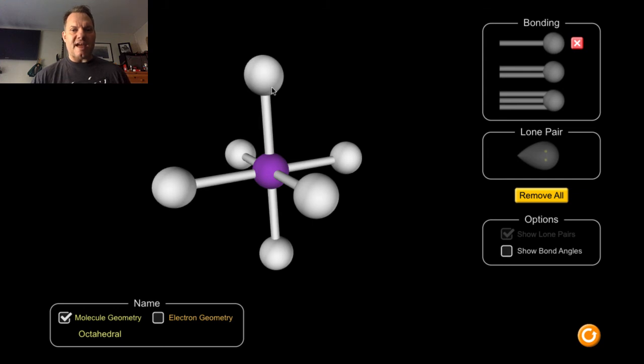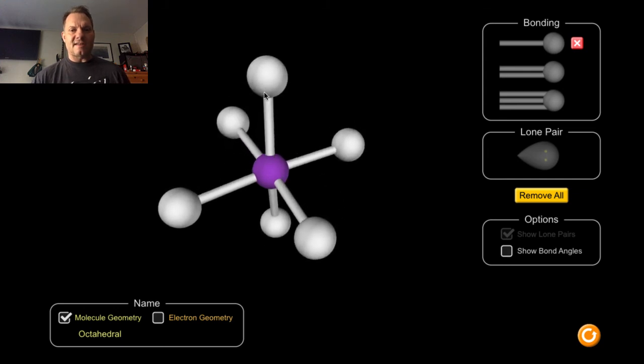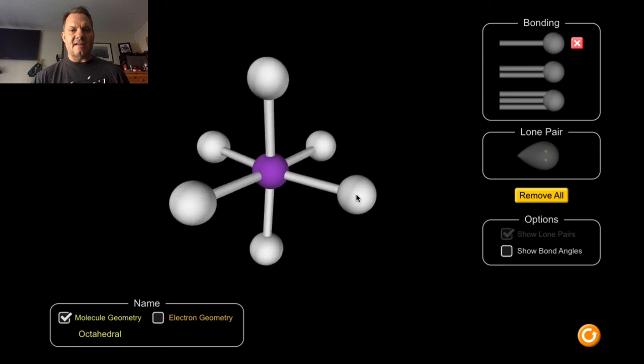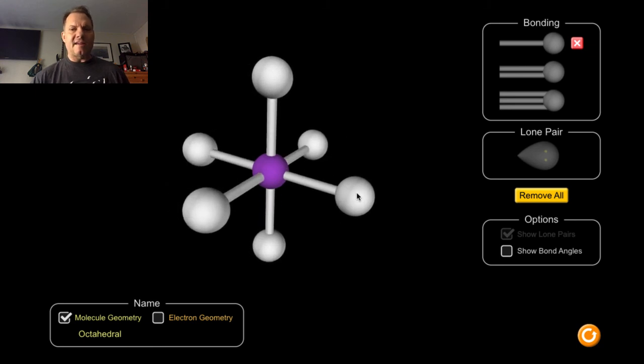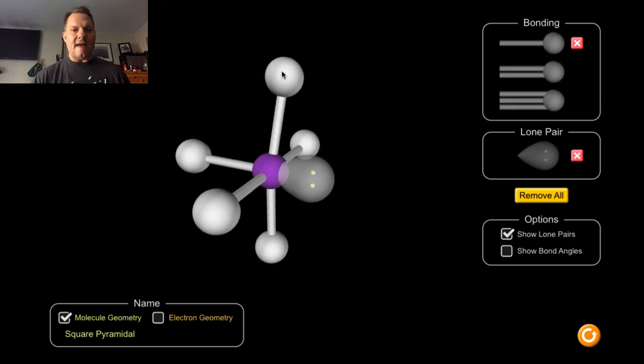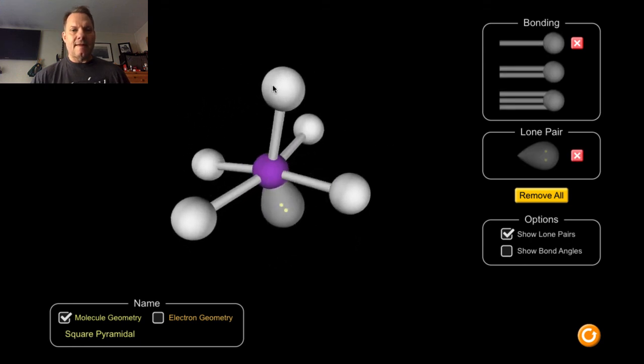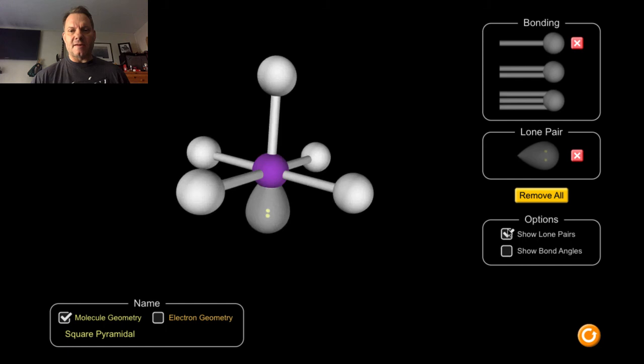Now, it looks like jacks. I don't know if you guys ever played jacks as little kids, but that's kind of their shape. Now, with our octahedral shape, when we add an unshared pair, we end up with a pyramid. I'll take that lone pair away so you can kind of see it. It's a pyramid, but it has a square base.